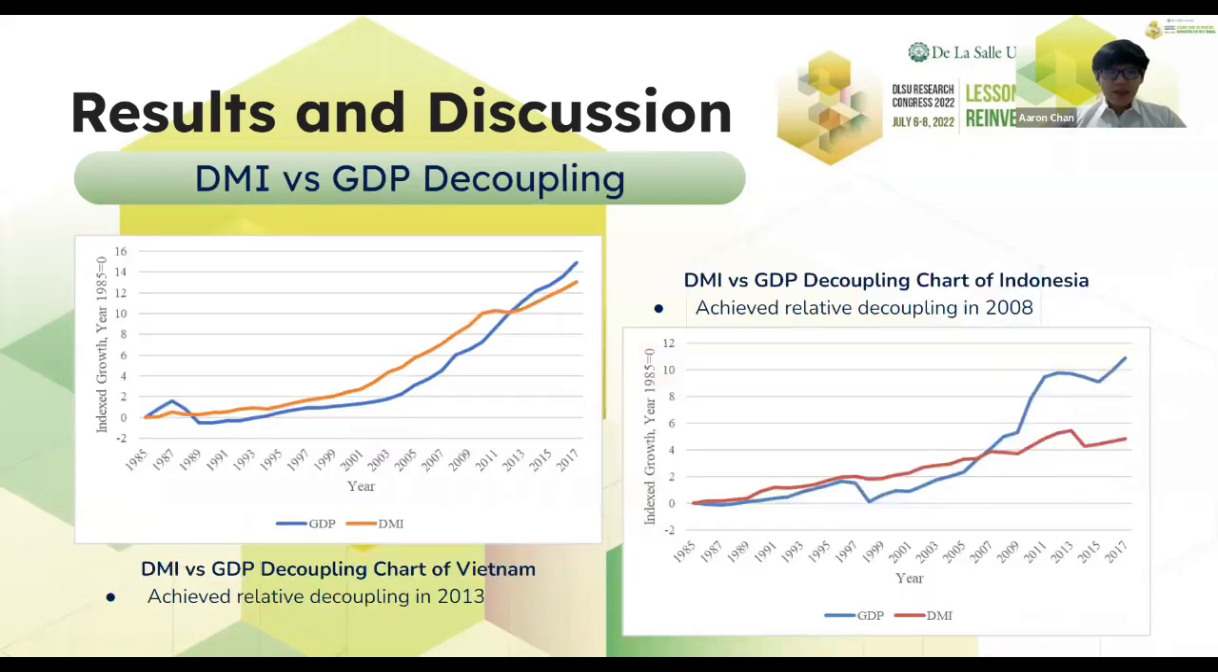We also examined whether the countries in consideration have achieved decoupling through the study of horizon. The GDP versus DMI illustrates the comparison of economic growth and resource input. As can be seen here, Vietnam has achieved relative decoupling in 2013, while Indonesia has achieved it 5 years earlier than Vietnam.